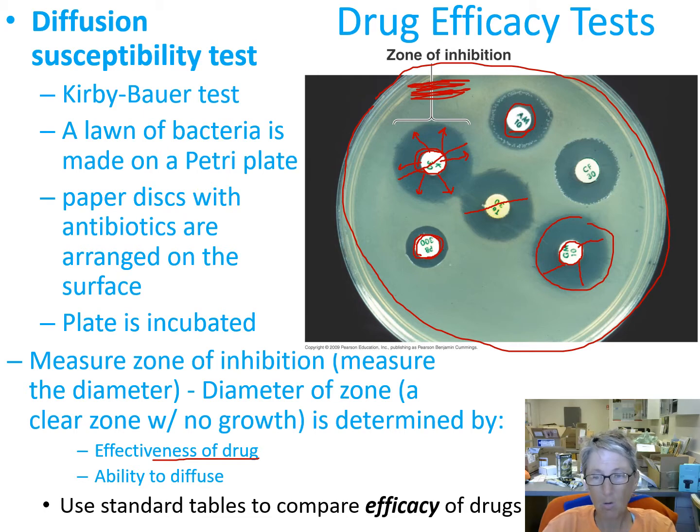And then once you have the zone of inhibition, you can use standard tables to compare how effective the drug is. This is called the Kirby-Bauer test, and we do this actual test when we are in the actual lab.